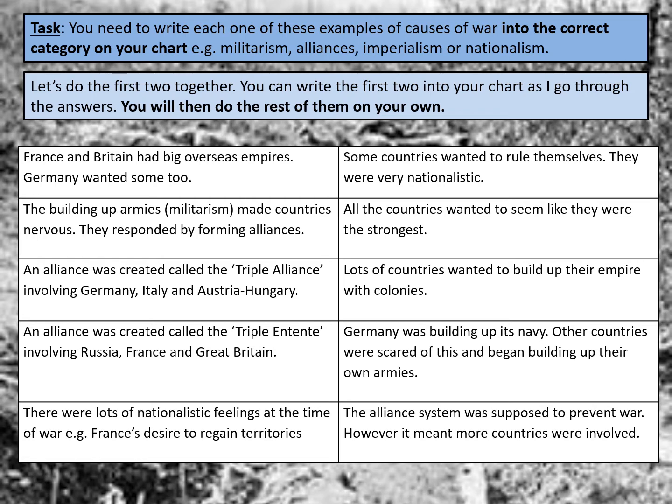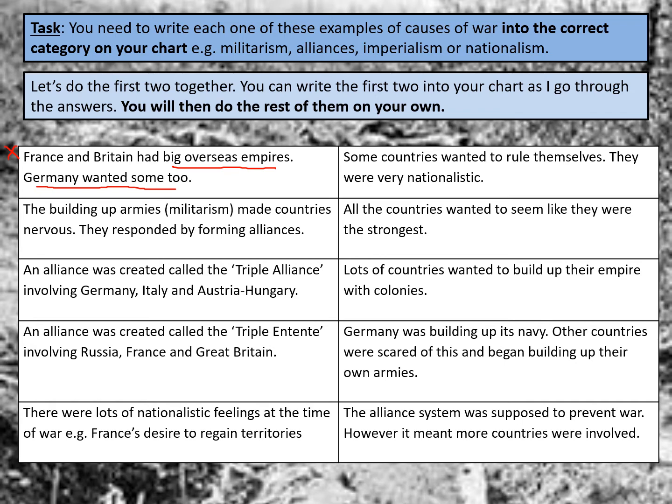So we're going to do the first 2 together, and you might want to write these into the boxes as we go through them. So France and Britain had big overseas empires. Germany wanted some too. So that's our first example. France and Britain had big overseas empires. Germany wanted an overseas empire too. Which one do you think that is? Do you think it's militarism, alliances, imperialism, or nationalism?